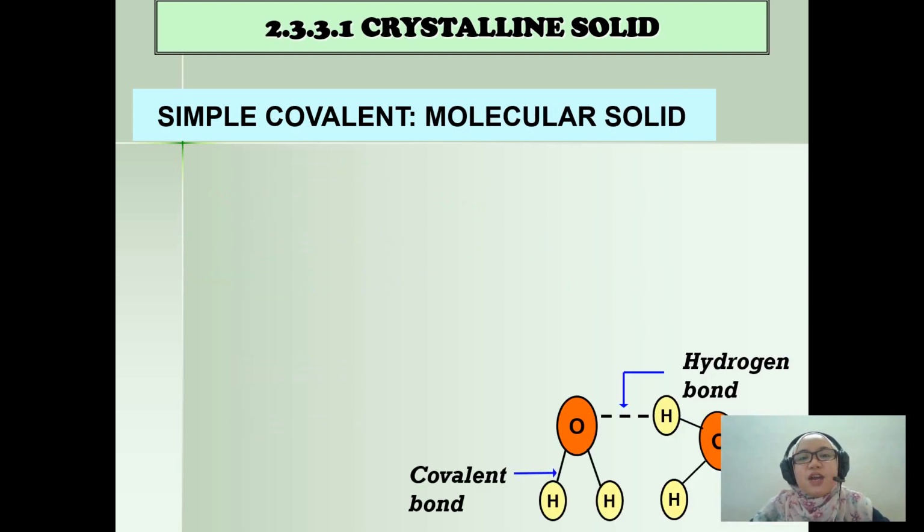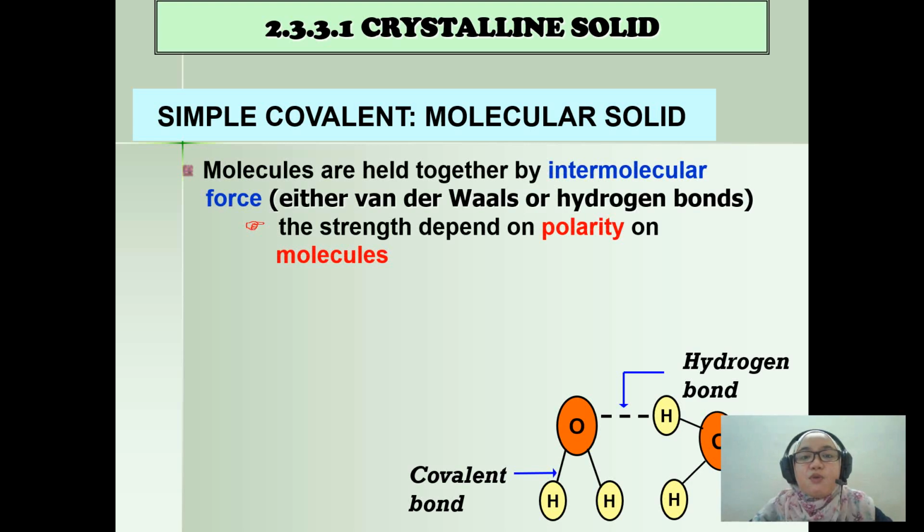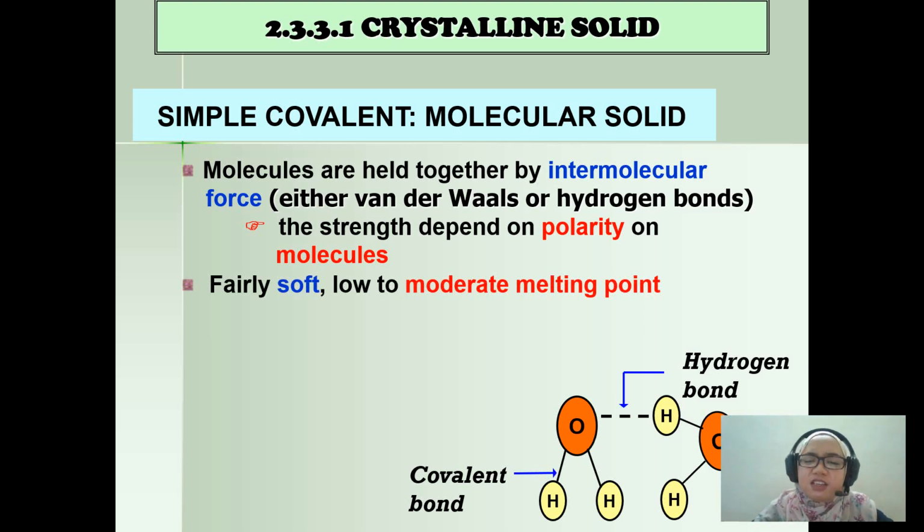So, simple covalent molecular solid pula, the molecules are held together by intermolecular forces, either van der Waals or hydrogen bond. And the strength actually depends on the polarity of the molecule lah. Kalau dia ada polar, biasanya dia akan form hydrogen bond lah kan. Okay. Dengan dipole forces. Okay, lupa dipole forces. Okay. So, it's fairly soft and it has low to moderate melting point. Okay, and it also is a poor conductor of heat and electricity.